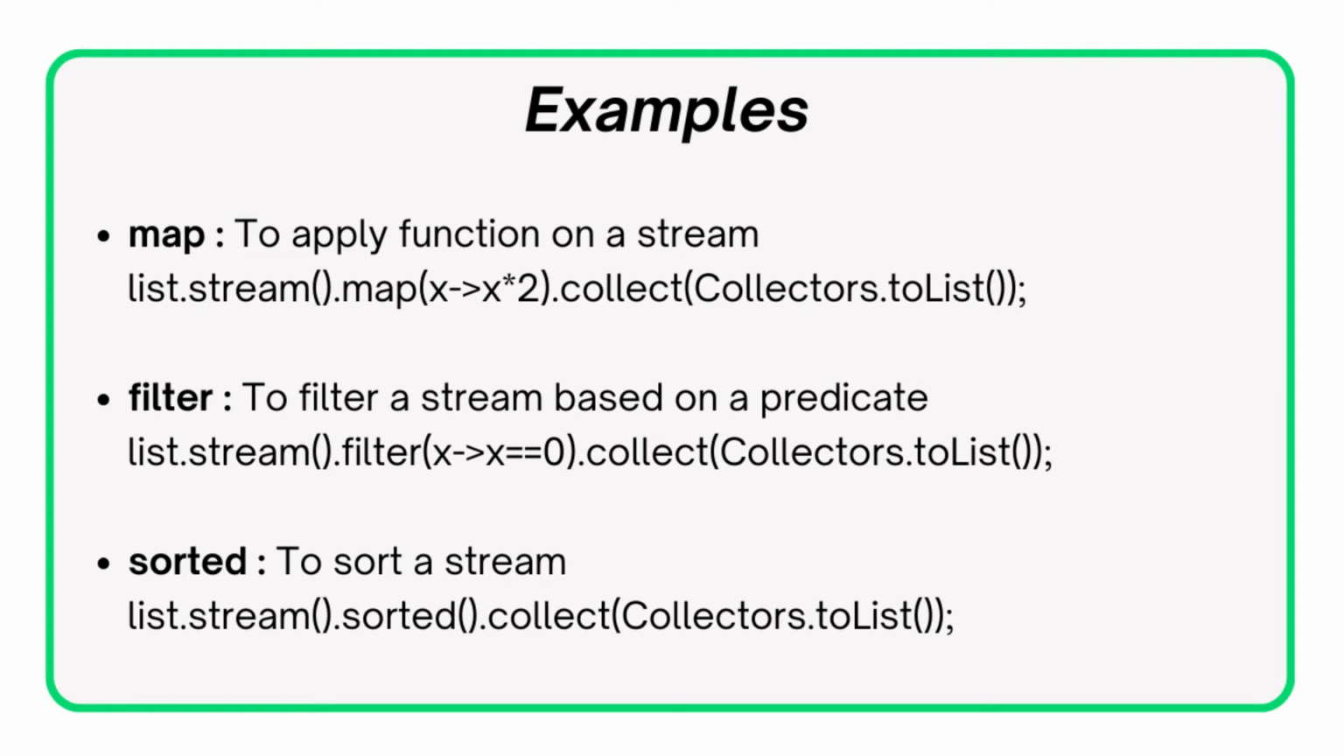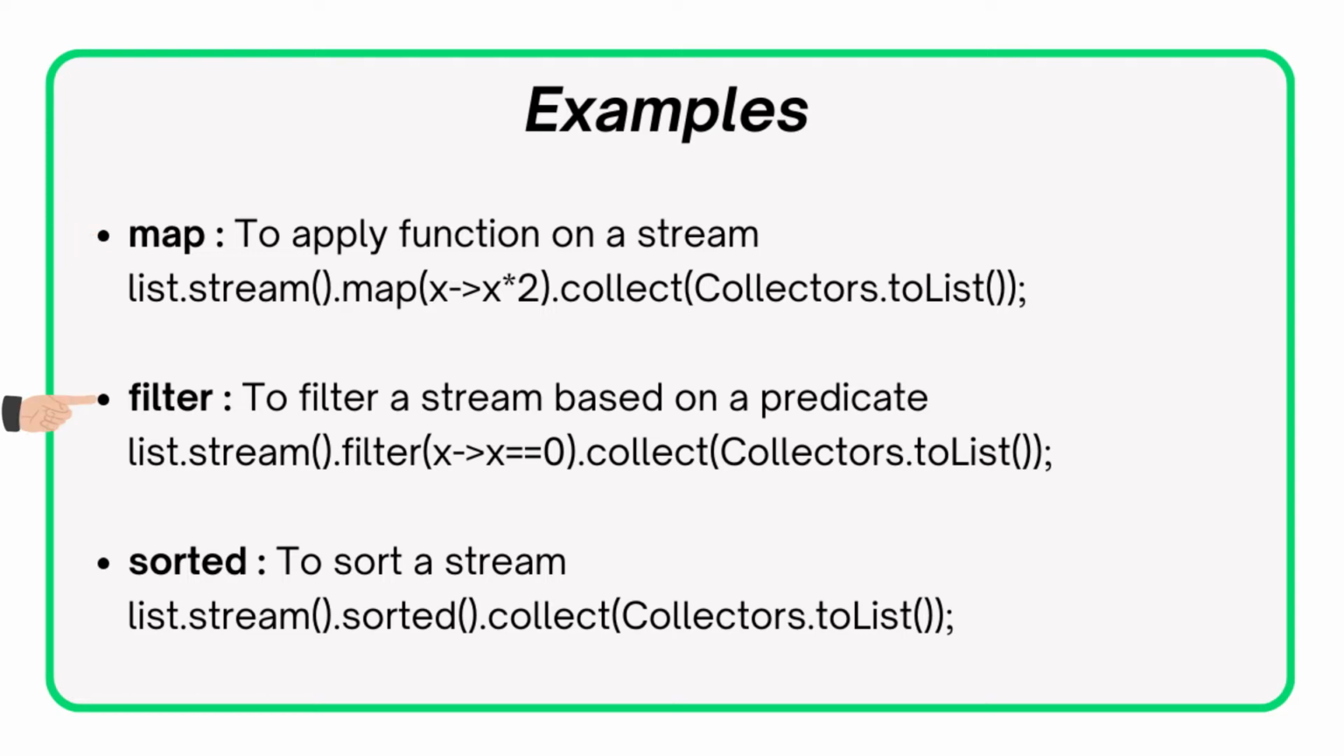Let's see some of the examples. Map, operation used to apply a function on a stream. So, list.stream().map(x -> x * 2).collect(Collectors.toList()). Here, the stream function returns a sequential stream with this list as its source. Then, on that stream, we have used the map operation to apply a function which will multiply every element by 2, and finally a collect operation to collect the result.